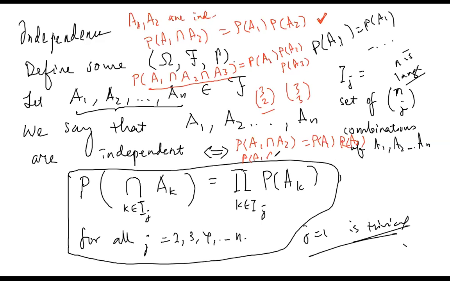A1, A3 is equal to this, the product, yeah? And A2 and A3, right? Is equal to that, okay? So only when all these conditions, this one and these conditions are fulfilled, then only you can say that your A1 until A3 in this case are independent, yeah?